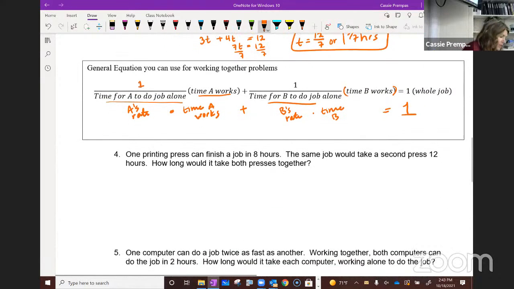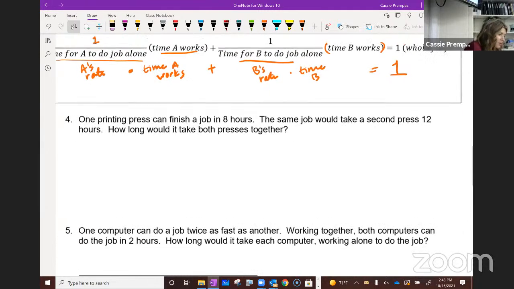Number 4, one printing press can finish a job in 8 hours. The same job would take a second press 12 hours. How long would it take both presses together? So I like to start at the end of the question because it tells me what I'm solving for. We're looking for the time that each of them are going to be working, and they're working together.